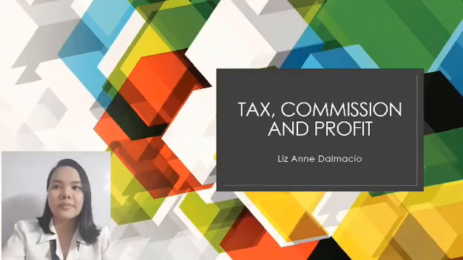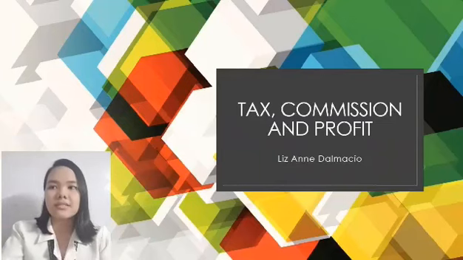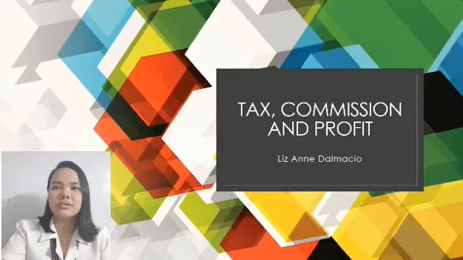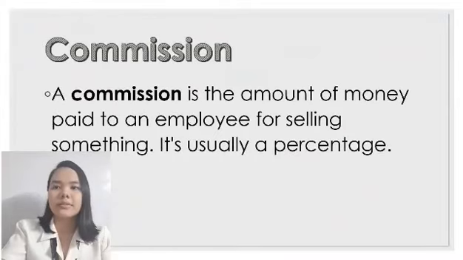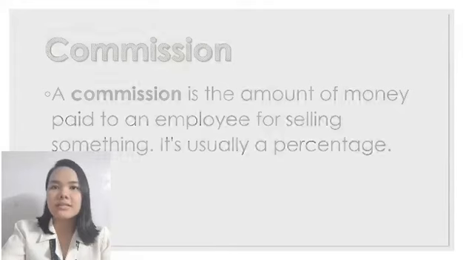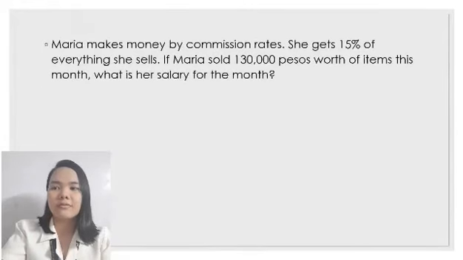When a business sells a product, it needs to know if it's making money, and employees need to know how their pay is calculated. In this lesson, you'll learn about calculating profit and commission. A commission is the amount of money paid to an employee for selling something. It's usually a percentage. For an example, Maria makes money by commission rates. She gets 15% of everything she sells.